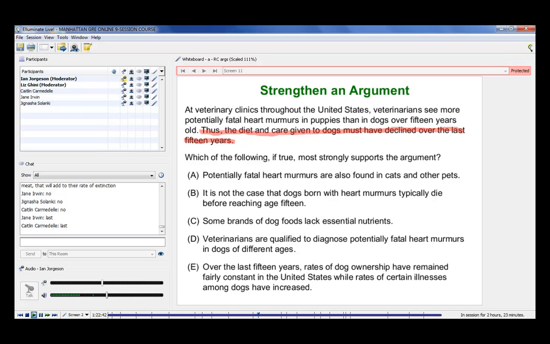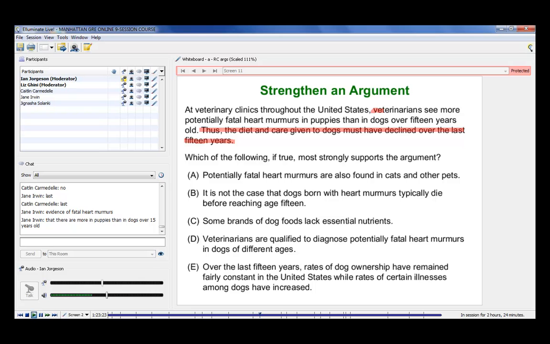All right, so we've got diet and care has declined in the last 15 years. What tells us that? What's the evidence that the diet and the care has declined in the last 15 years? I'm just going to use red for conclusion and blue for evidence. What kind of evidence do we have? Okay, and fatal heart murmurs. Okay, so where do we get these? Whoops, I've totally screwed up my colors here. My apologies. Let's start over with this. Okay, there we go.